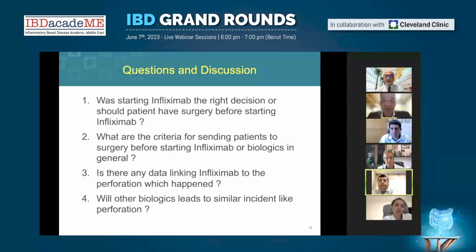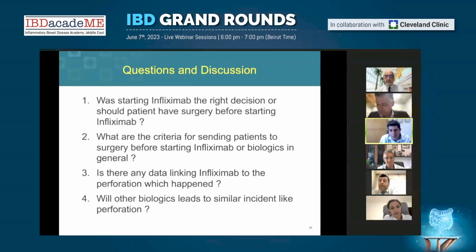And I see Dr. Cohen is nodding his head. Dr. Cohen, do you want to comment? No, I just agree with everything you said. The data on steroids is clear in terms of internal penetrating disease, as well as postoperative complications. It's the number one risk factor that's consistent across studies. So again, you want to minimize exposure where you can, and certainly it's not going to help abscesses heal.